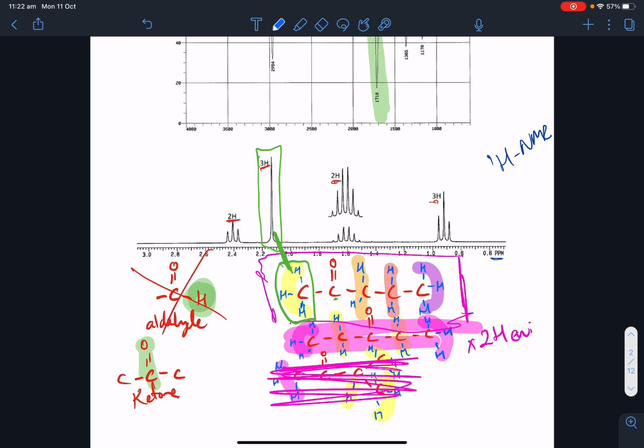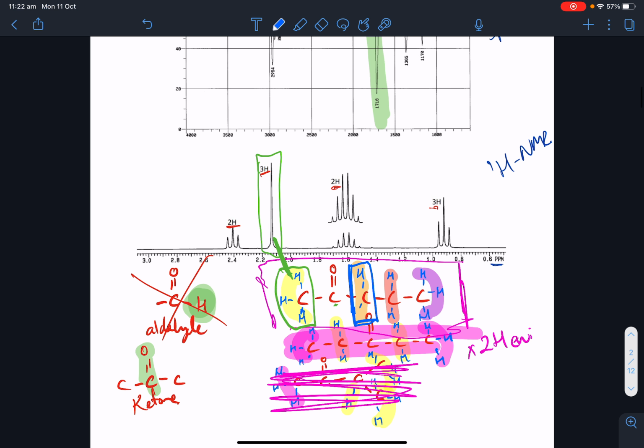Okay, our next one, our hydrogen environment with 2 hydrogens here. How many neighbours does it have? Well, it just has these 2 to the right there in the pink there. So we need 2 hydrogens with 2 neighbours. So it's going to be 2 hydrogens in a triplet, n+1 rule. It's going to be downfield because it's near the oxygen. Yep, that's right. It's this one here. Okay.